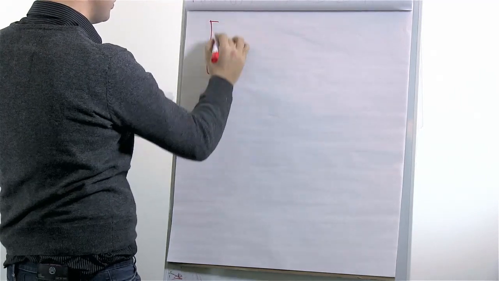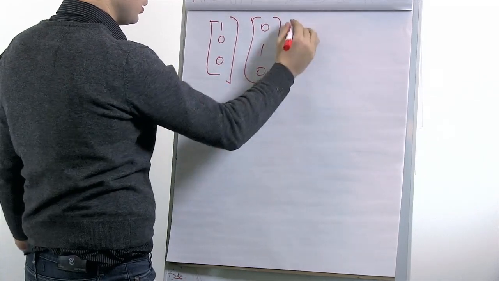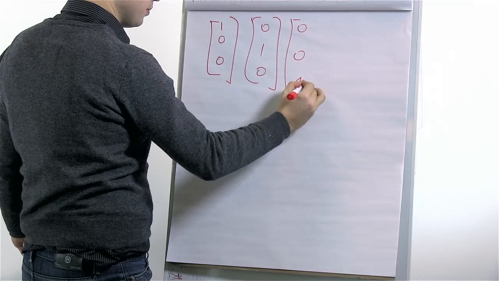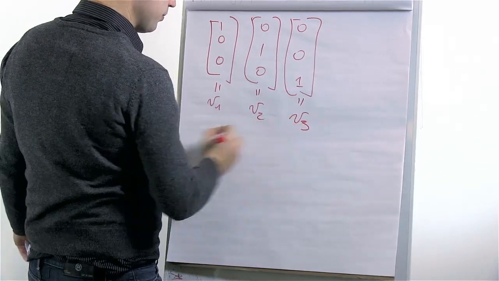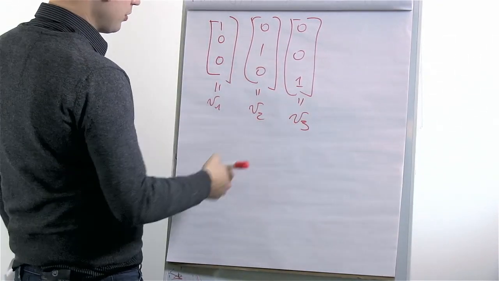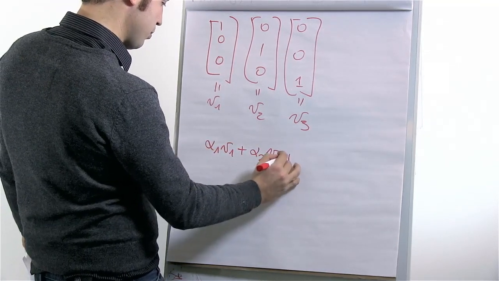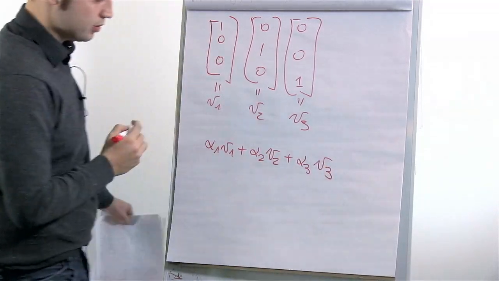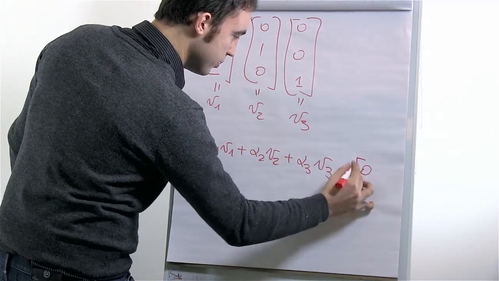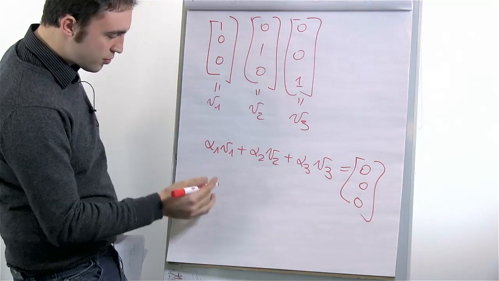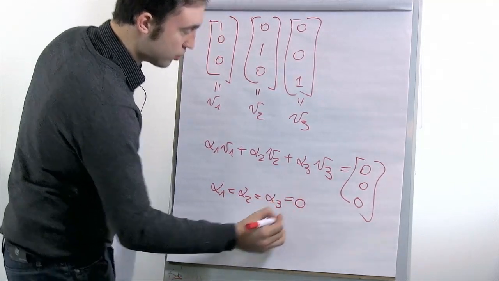An example of linearly independent vectors can be this one: 1, 0, 0; 0, 1, 0; and 0, 0, 1. These are v1, v2, v3. If we try alpha 1 v1 plus alpha 2 v2 plus alpha 3 v3, then the only way that we can get a zero vector, 0, 0, 0, is when simultaneously alpha 1 is equal to alpha 2 that is equal to alpha 3 that is equal to 0.